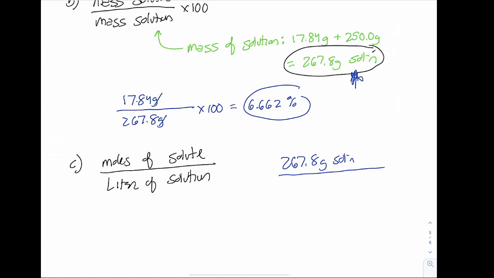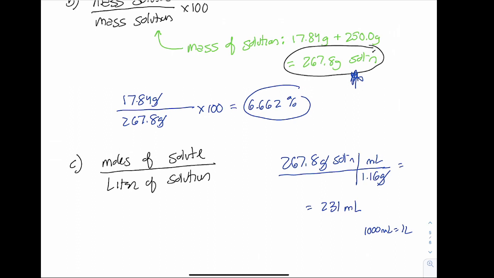I'm going to divide it by my density, right? I want to divide because I want grams to cancel. So I'm dividing it by my 1.16 grams per milliliter. So typing that into my calculator. And I ended up with 231 milliliters. I do need to convert that to liters. So remember there's 1,000 milliliters in 1 liter.